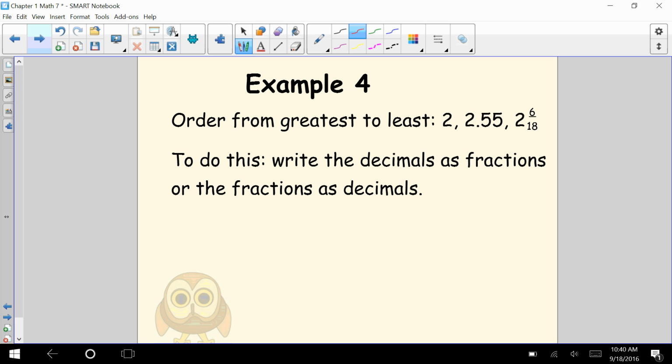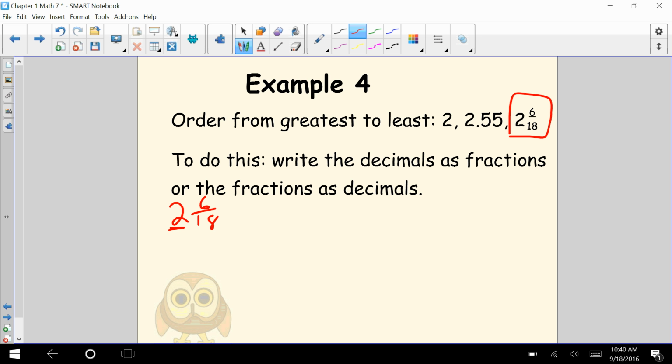Now we're going to order these from greatest to least. We have 2, 2.55, and 2 and 6/18. To do this, you can either write the decimals as fractions or the fractions as decimals. I personally find it easier to write the fractions as decimals. And in this case, we only have one that we would need to change. Let's change 2 and 6/18 into a decimal.